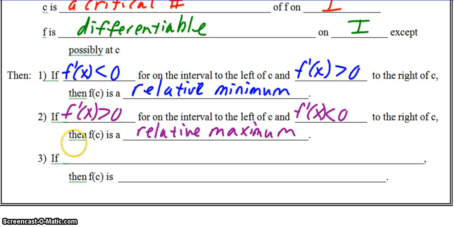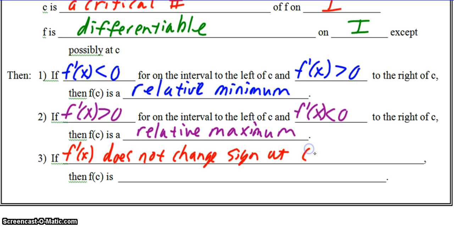And then the last one, if the derivative does not change sign at c, then f of c is neither a relative minimum nor a relative maximum.